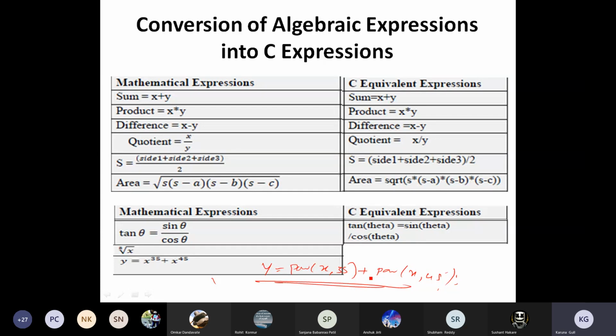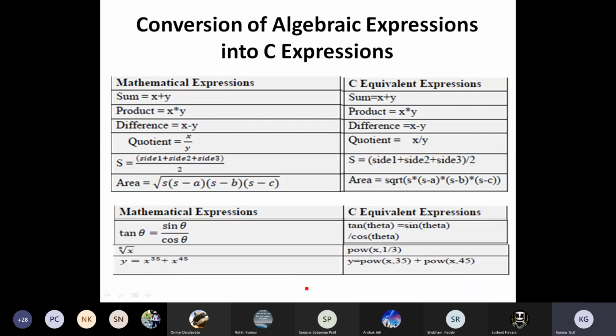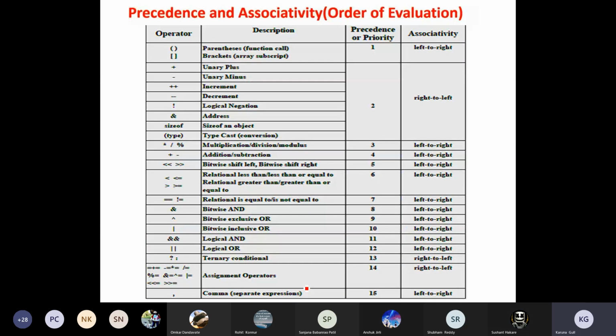We have to be very careful. Don't directly write any mathematical expression inside the C language. It is not accepted by your C language. First, you have to convert the given algebraic expression into a C expression. That expression must be used inside your C program. Clear? Do you have any doubts before I proceed with the next part?